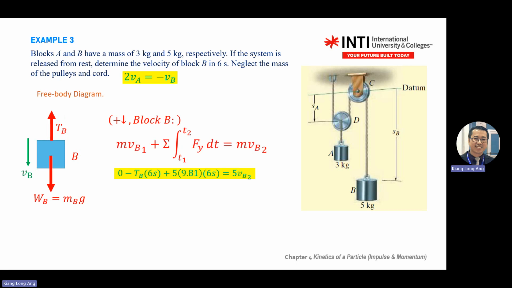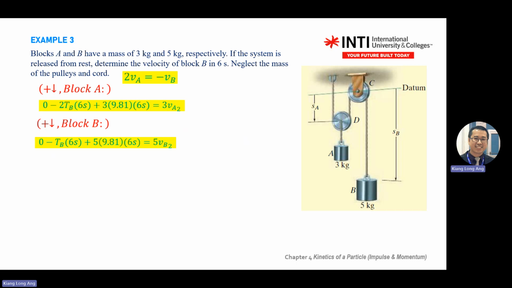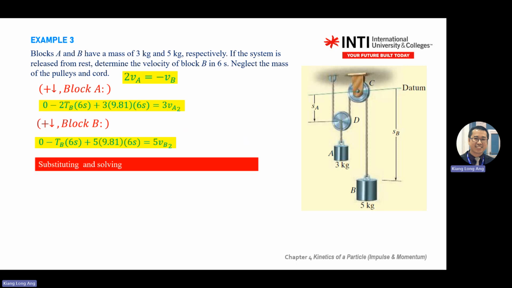So for B, you apply the principle of linear impulse and momentum. Okay. Now, why is VB 0? Start from rest. Okay. Then you substitute the impulse. Impulse is F multiplied by time. As long as your free body diagram has a force, each force will give you an impulse. So you have one set of impulse here, one set of impulse here. That's why you see TB has one impulse, the weight has one impulse. Yeah. So you have two equations, solving simultaneous equations. Okay. Solving, you find VB and TB.